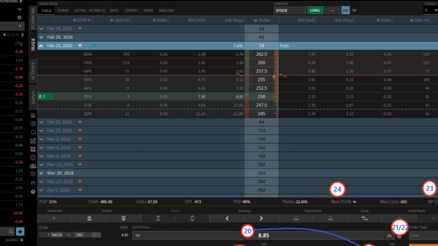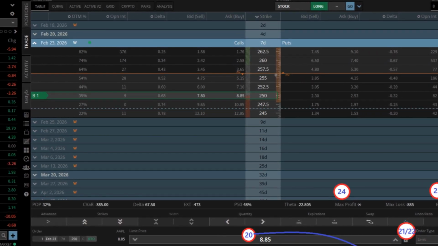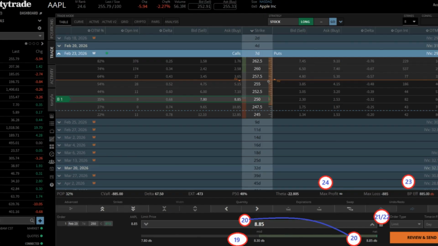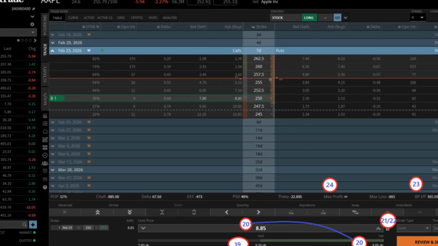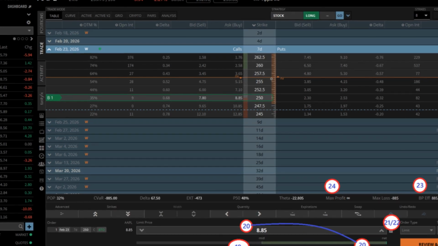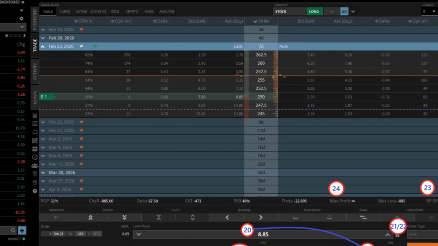22. Order type, market order. What it means: you enter the trade instantly at the best available price. Why it matters to you: fast execution but usually a bad price in options. Beginner warning: market orders can be expensive because option prices move fast.